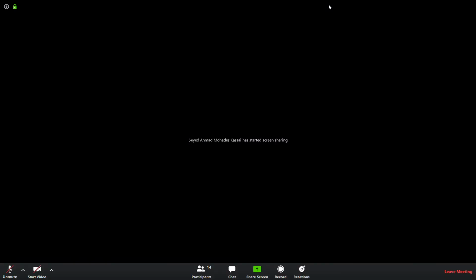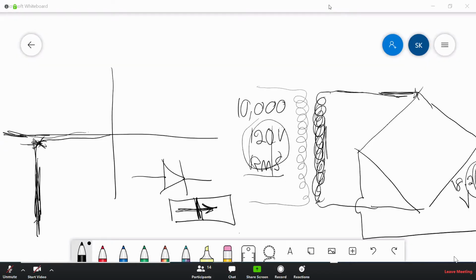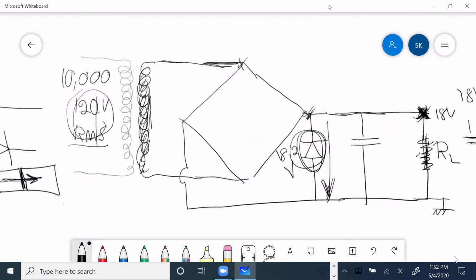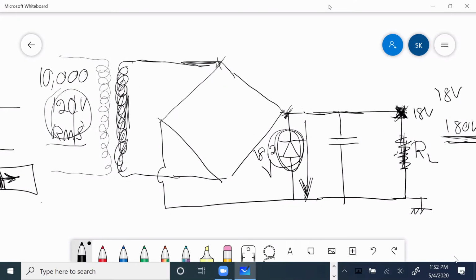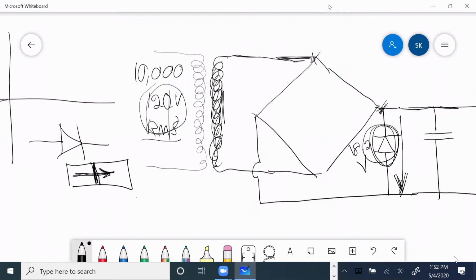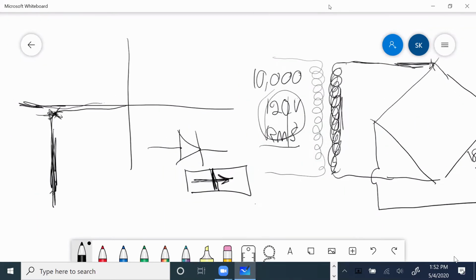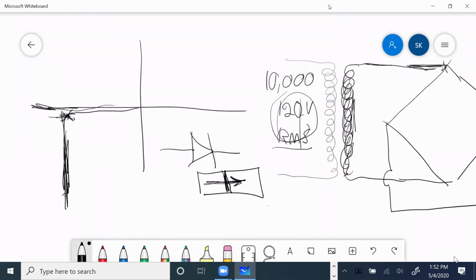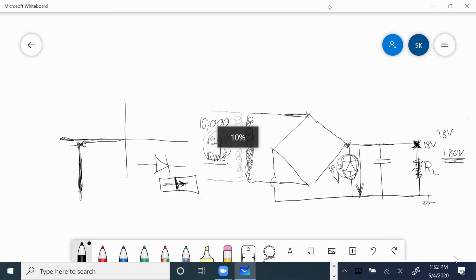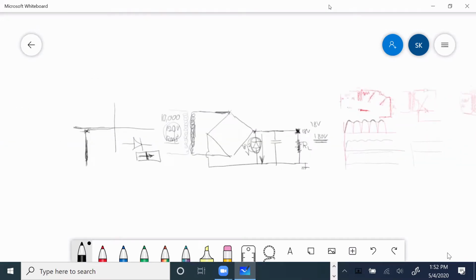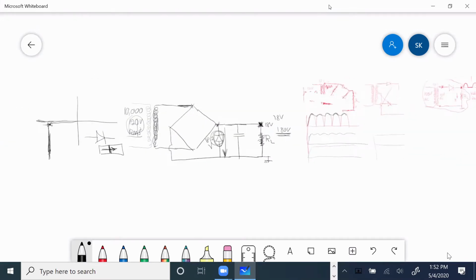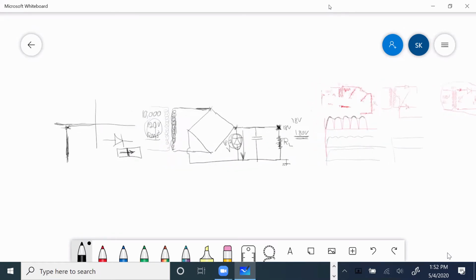So this is our power supply. A power supply is really a transformer, bridge rectifier, Zener diode, capacitor, and load. That's all. And that is the end of the diode chapter.